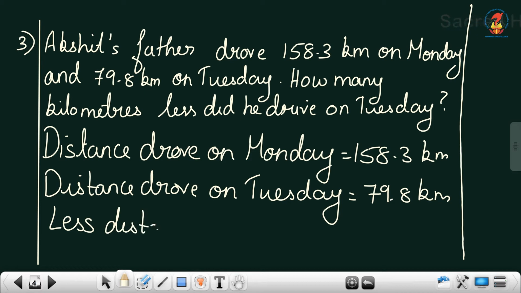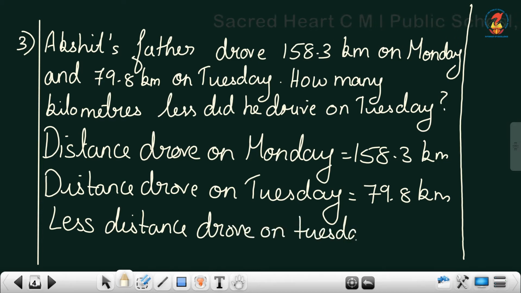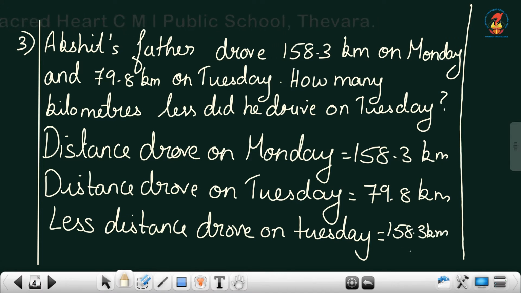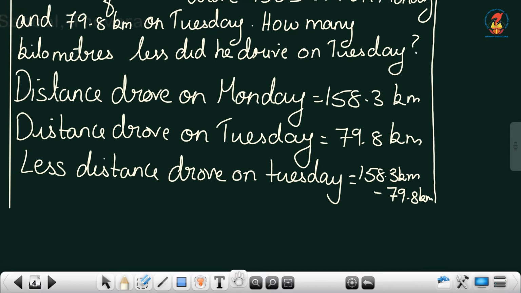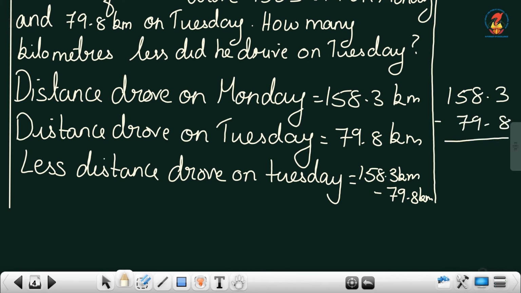Less distance drove on Tuesday. What you have to do? You have to subtract. So 158.3 kilometer minus 79.8 kilometer. Okay. So you will minus 158.3 minus 79.8. Now borrow, this becomes 7, here becomes 13, 13 minus 8 is 5.